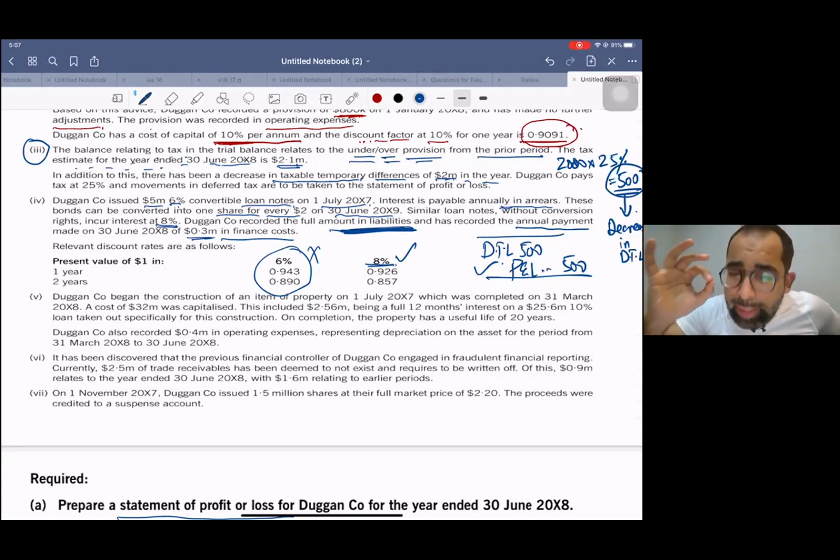In your SOFP, all assets and all liabilities are discounted using the market interest rate. So once again, here you will be doing the discounting using the market interest rate. Now what are the steps to solve this?